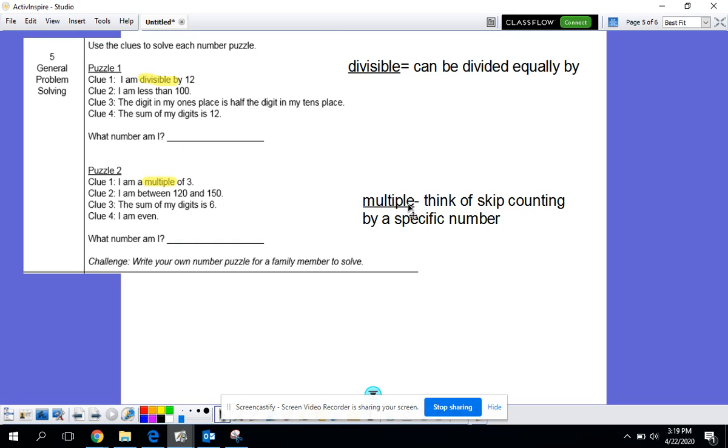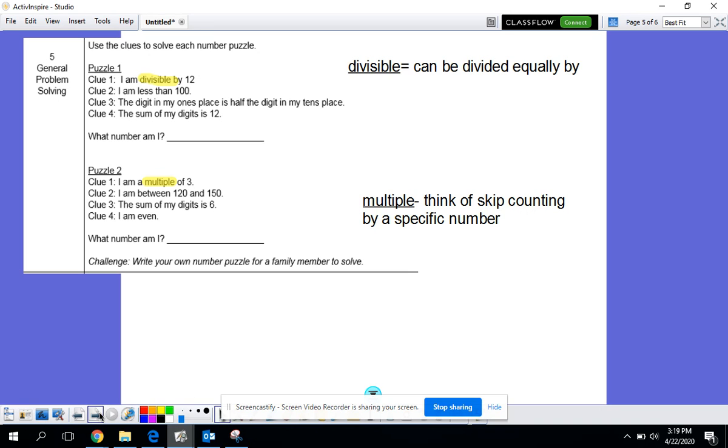You guys learned multiples in fourth grade. So when it says I'm a multiple of 3, that means when you skip count by 3, you can get this number. Okay, so when you think of multiples, think of skip counting by a certain number.